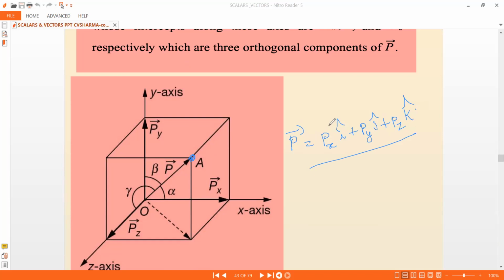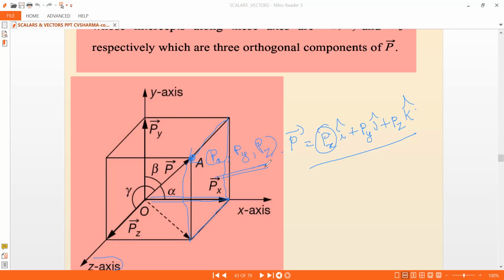So if you move px units in the x direction, py units in the y direction, and pz units in the z direction, like this you move, and here the z axis is taken like this. Like this, if you move, you will reach this point. That's what is expressed over here. And the coordinates of A happen to be px, py, pz. Okay, that is as simple as that.